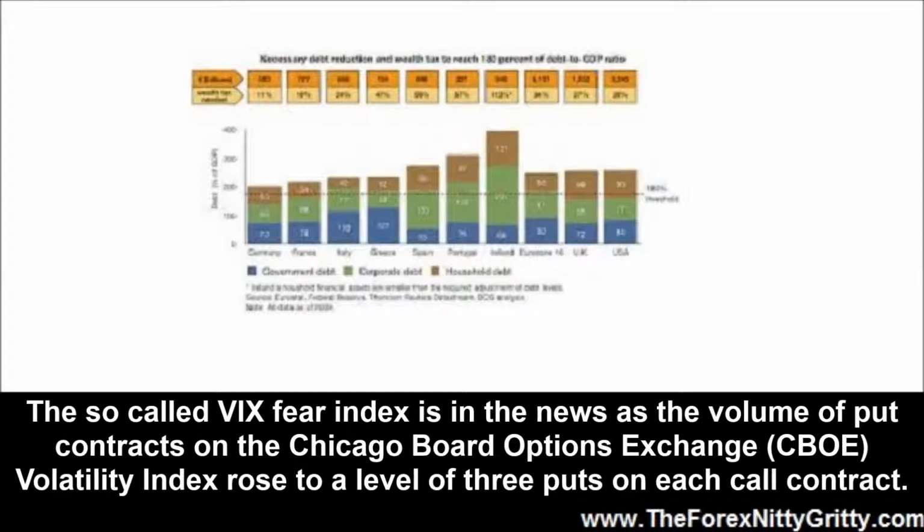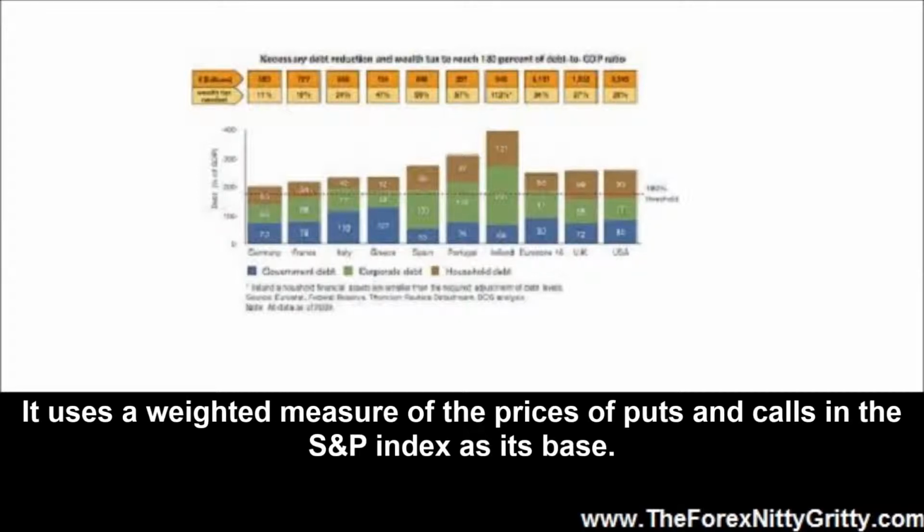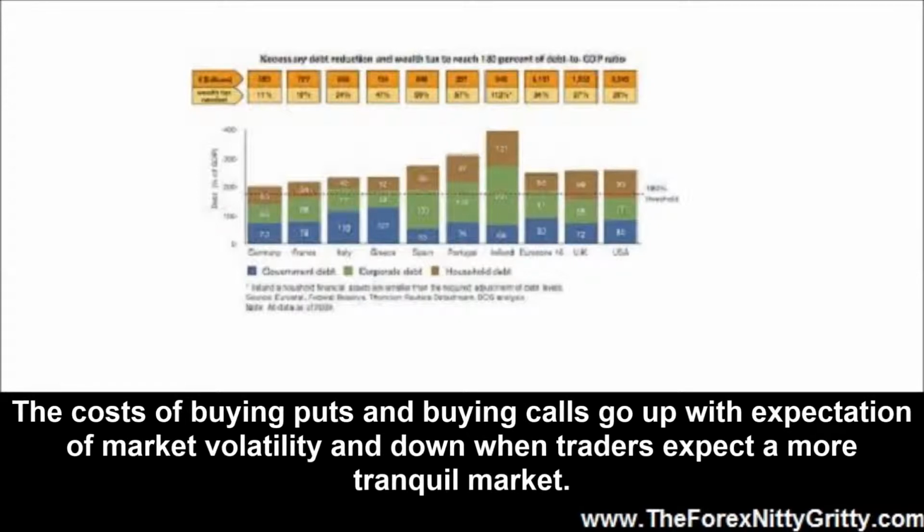The so-called VIX Fear Index is in the news as the volume of put contracts on the Chicago Board Options Exchange, CBOE, Volatility Index rose to a level of 3 puts on each call contract. The CBOE Volatility Index itself is a measure of market expectation of coming price movement of the S&P 500 over the coming 30 days. It uses a weighted measure of the prices of puts and calls in the S&P index as its base. The cost of buying puts and buying calls go up with expectation of market volatility and down when traders expect a more tranquil market.